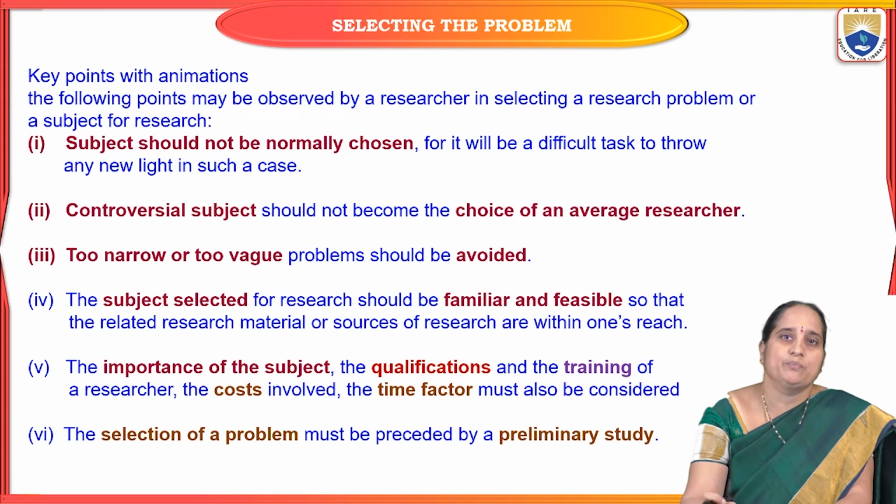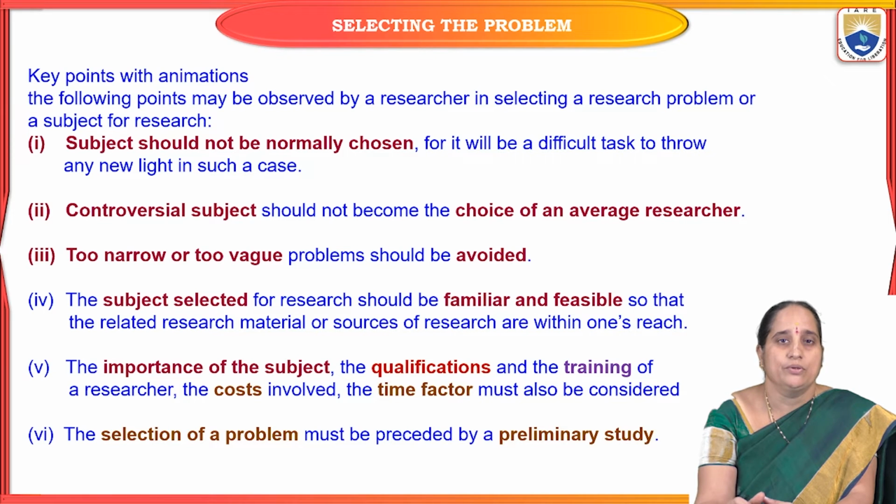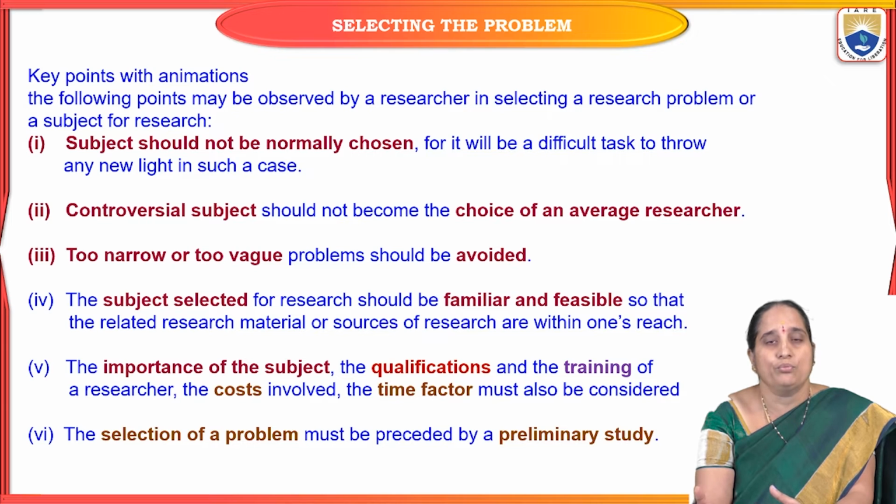Then how are we going to select the problem? There are different ways to select. Whenever you select the subject, in some cases we consider a general topic, and in other cases we consider specific topics or a specific area. The subject should not be chosen casually. You are doing research, it doesn't mean you just pick any topic and want to work on that. It will be a difficult task to throw any new light in such a case. Already so many people have done research in that area. Apart from that, what else are you going to show in your study, and how do you want to prove yourself unique from others? So you cannot simply select the subject for the research.